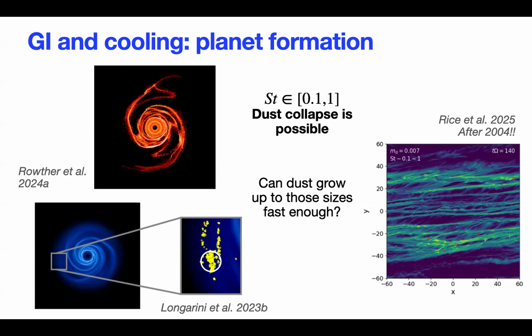11 years ago by Ken Rice. And actually, a couple of weeks ago, Ken Rice published another paper where he basically confirmed the same behavior, but with a shearing box simulation. So yeah, I think that we are pretty confident to say that gravitational instability can create Earth mass planets thanks to the dust collapse. The problem is that we need to have particles with these sizes at a very young stage of protostellar disk evolution, when the disk is unstable.